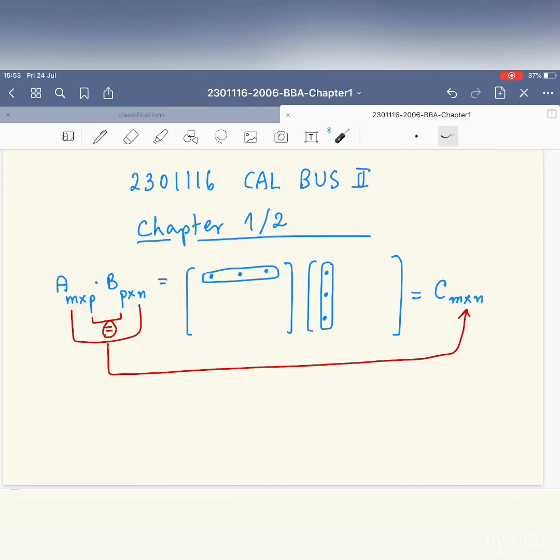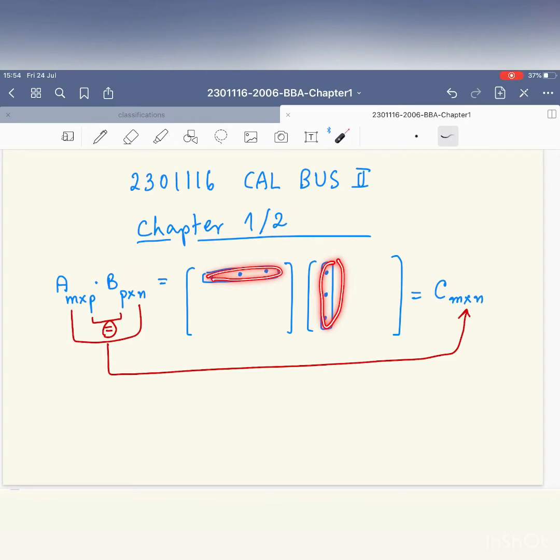The most important thing is that if we have a matrix A with the sides m by p, and a matrix B with the sides p by n, it means that A has p columns and B has p rows. If they are the same like this, then you can define a matrix multiplication. And the matrix multiplication is usually a row multiplied by a column.